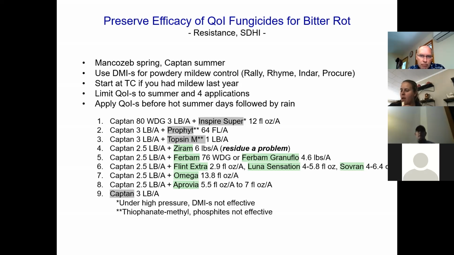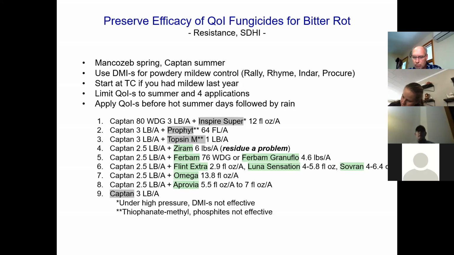So you can use Captan combined with DMI fungicide Inspire Super or Profile early on, for maybe the second or the third cover or fourth cover or fifth cover, because these are not as effective for bitter rot control. And when the infection pressure is not high from bitter rot, usually that means before July 10th, you could pretty much get unscathed by using these fungicides.